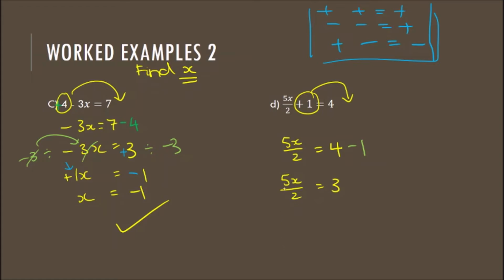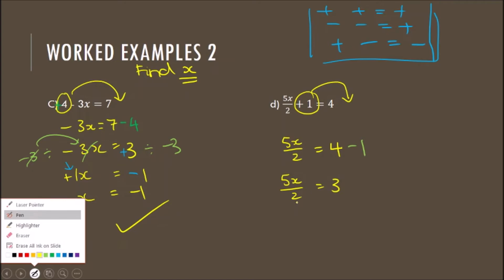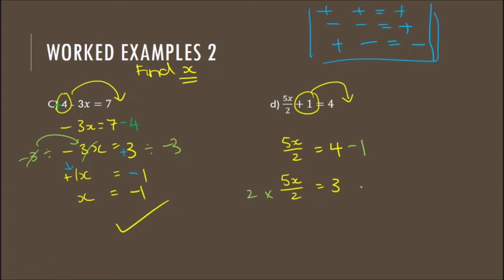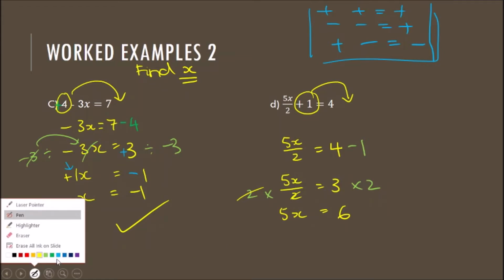Now how do I get rid of 2? It's just like how you've been doing trig, okay? How do you get rid of the bottom number? You multiply it. Okay? So first step is to multiply it. So after you've multiplied, it will give you 5x equals 3 times 2 is 6. Because these are cancelled, okay? They cancel out. Now, how do I get rid of the number next to the letter? Well, I just divide it.